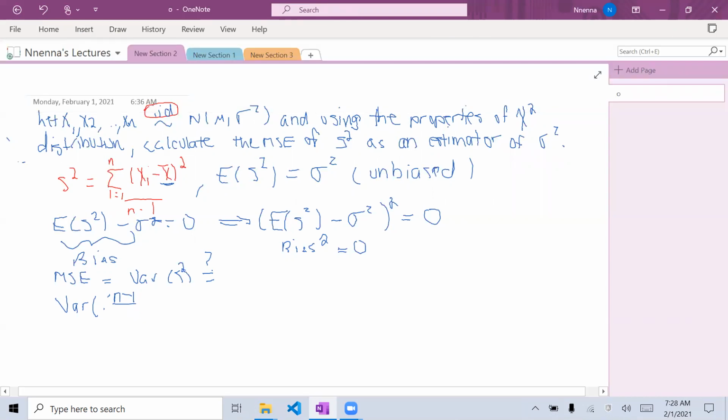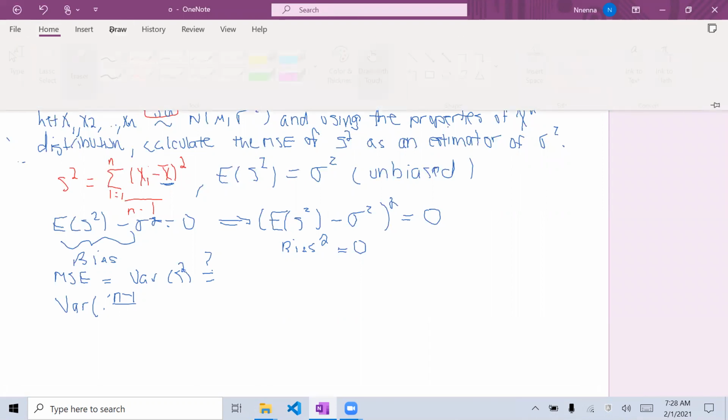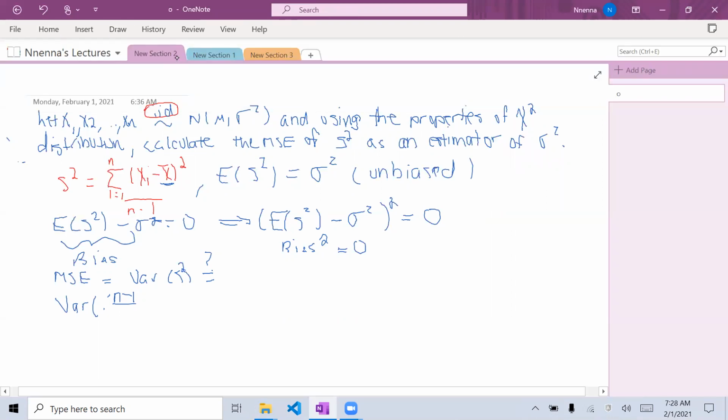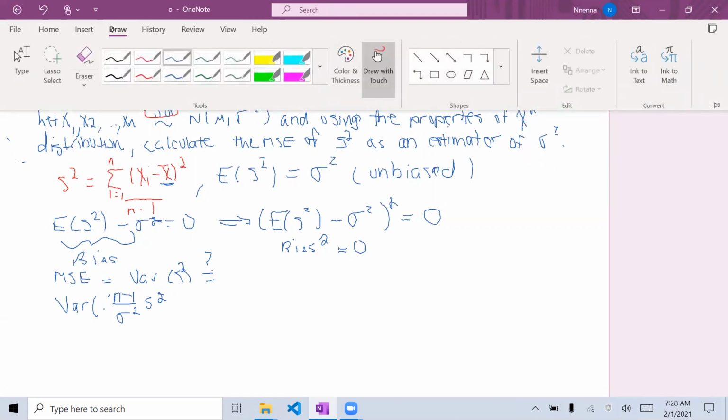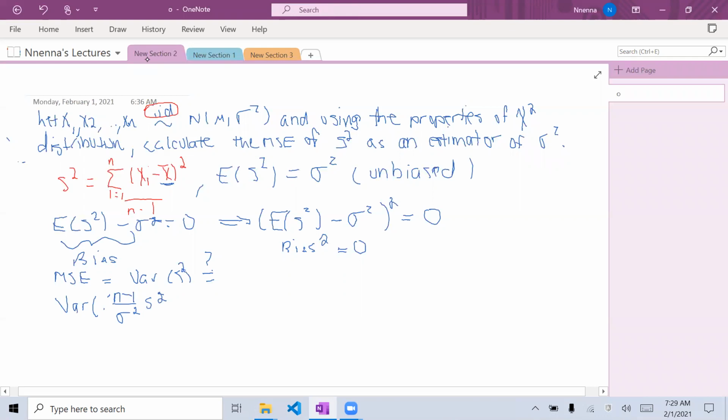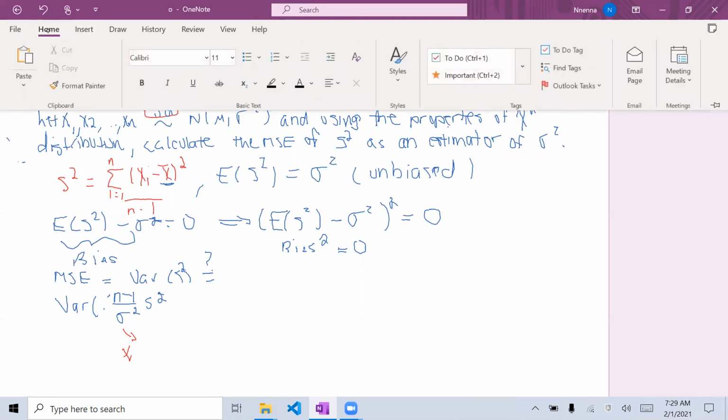This looks messy. Okay, so I know the variance of this, well, I know this is chi-square, so this is a thing that we know is distributed chi-square. Let's remind ourselves that this thing here is chi-square with n minus 1 degrees of freedom.